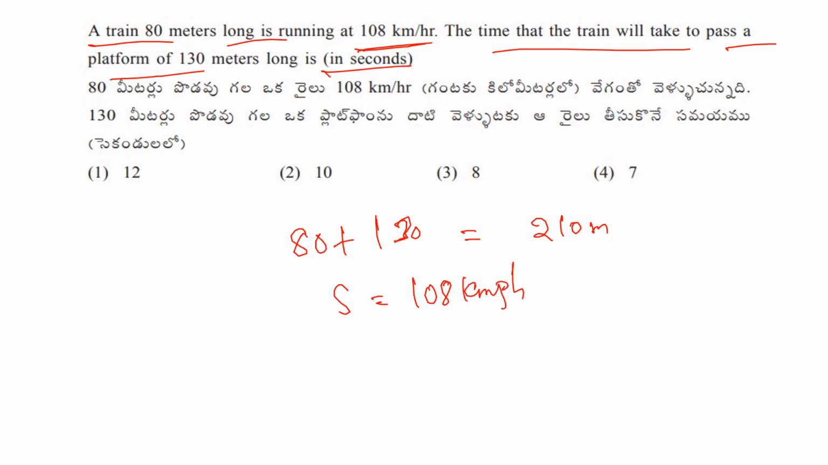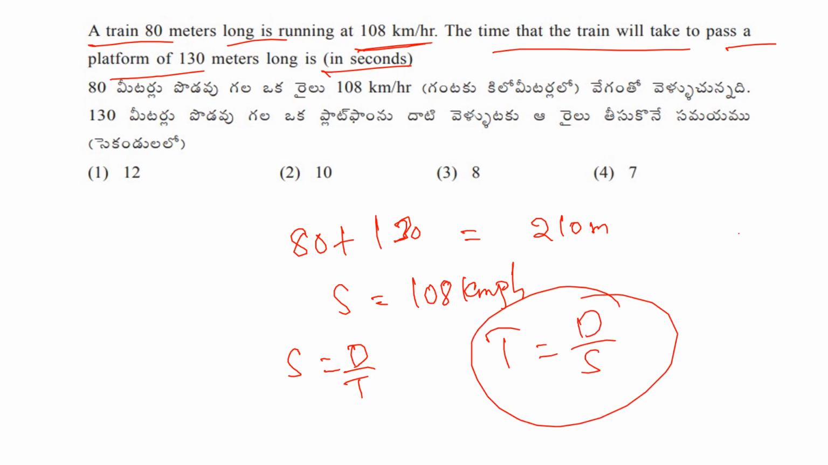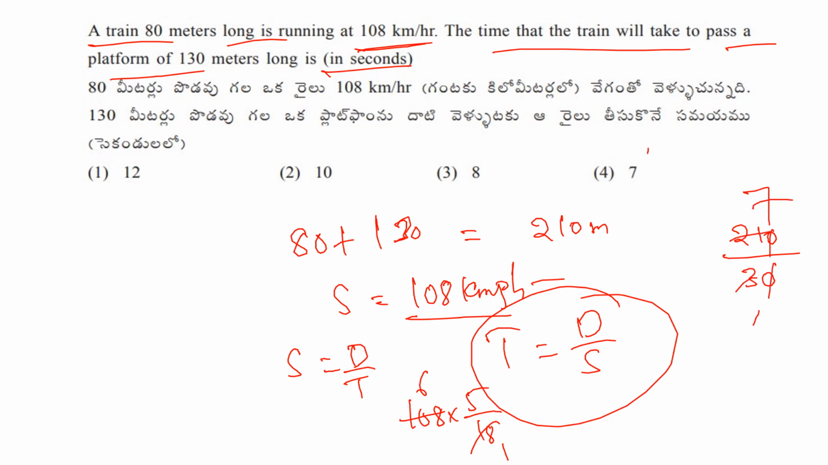We need to find the time in seconds, right? Speed is equal to distance by time, so time is equal to distance by speed. Already we are aware, right? So what is the distance here? 210 meters. We can convert kilometer per hour to meter per second. So how can we do it? 108 into 5 by 18, right? 18 sixes are 108. 6 into 5 is 30. So here 30 meters per second is the answer. I hope you understand, right?